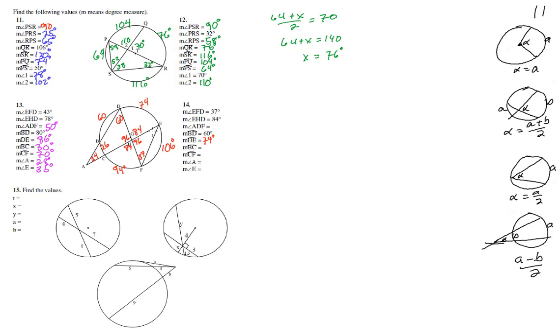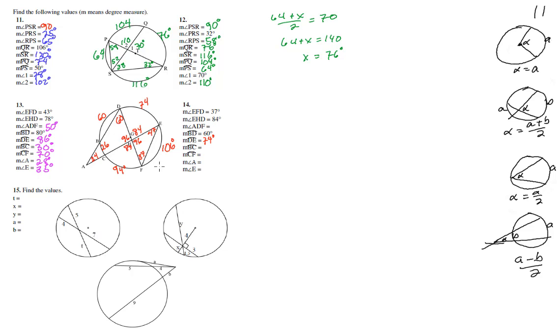Looks like this guy right here should be a 57. Is that right? 47. There we go. It's 47 degrees, half of 94. And 96 plus 37 plus 47 is 180. Look, it all worked out nicely.